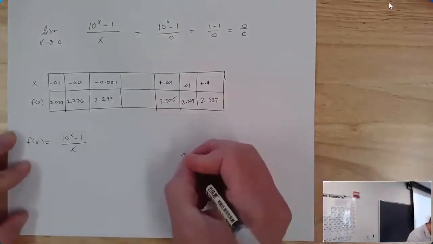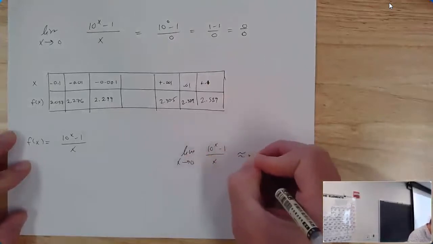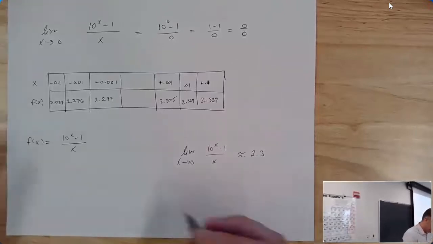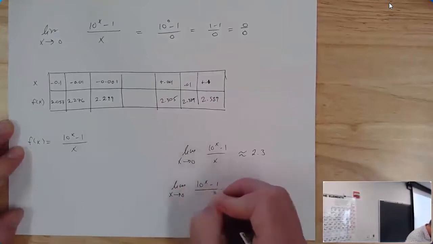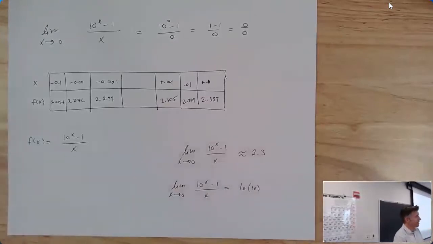So I would say that this limit as x approaches 0 of (10^x minus 1) over x is approximately 2.3. That's not the actual value. The actual value is the natural log of 10, which is about 2.3. So this limit is the natural log of 10. We will see that much later by using L'Hopital's rule, but we'll actually see it sooner because we can look at it as the limit definition of the derivative.